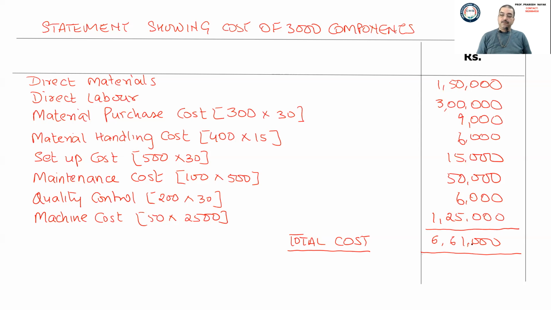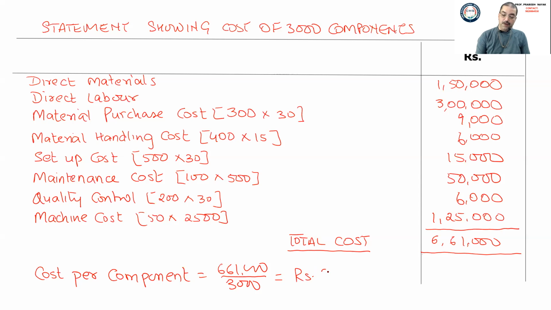Correct, no? Correct? Yes, sir. Calculate the cost per unit, cost per component. 6,61,000 divided by 3,000 is 220.33.